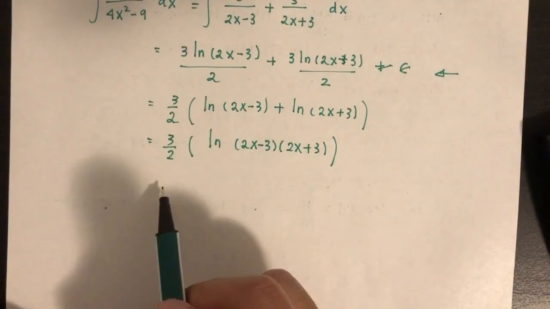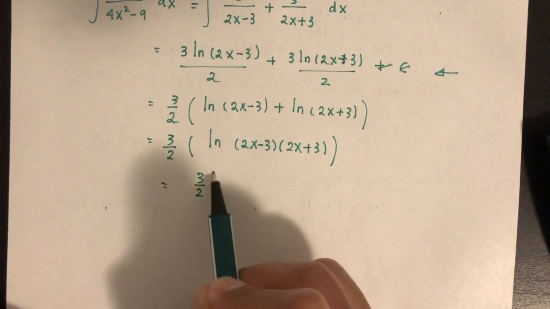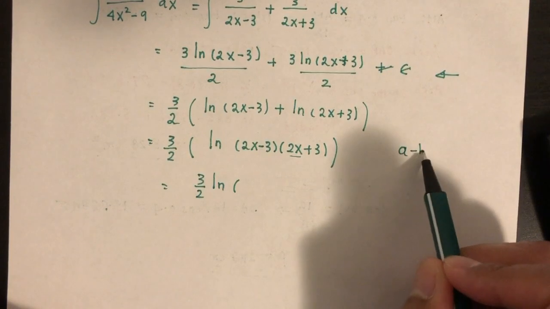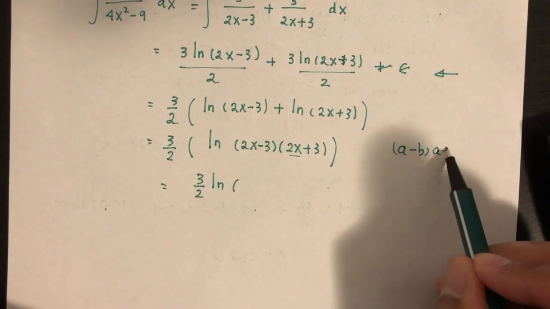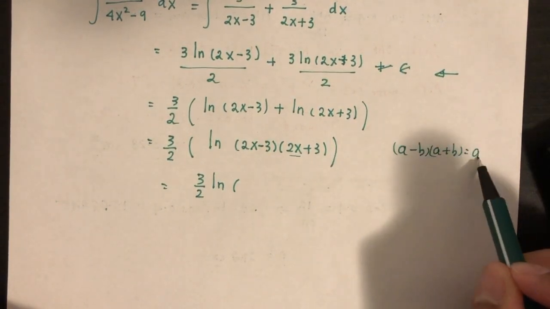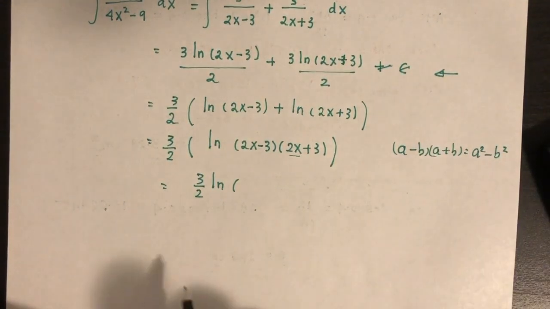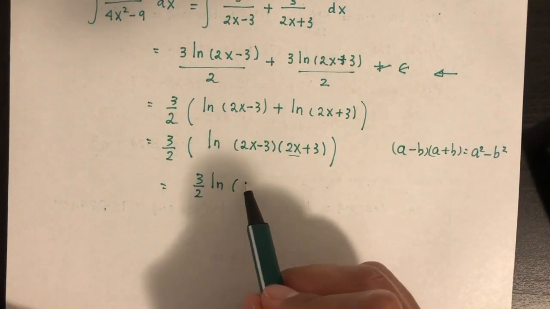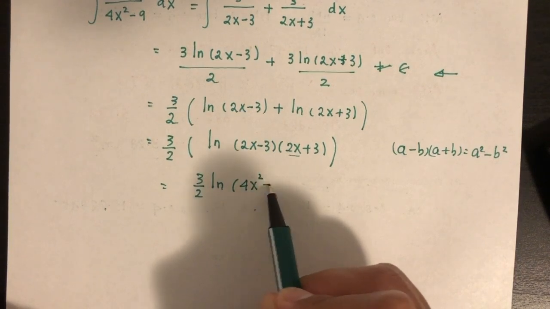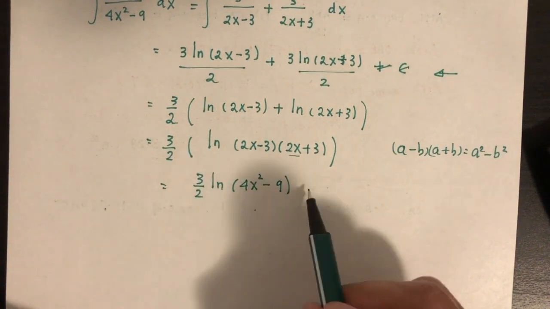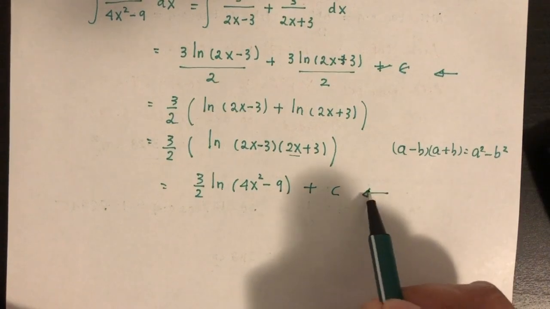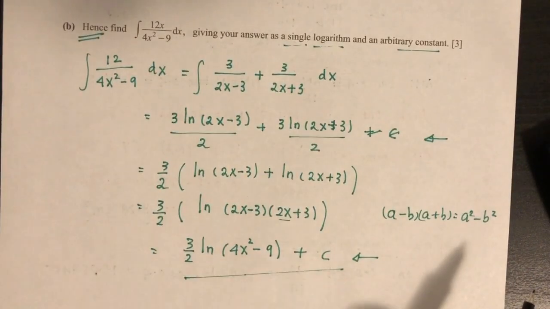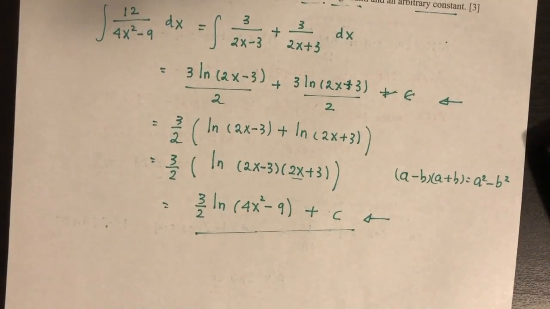So we can simplify one more time. It will become 3 over 2 ln. As you can see, this is just like a minus b, a plus b, which will be a squared minus b squared. So let's do that. It will become 4x squared minus 9, and then plus c for the constant. This will be your answer as a single logarithm and a constant. Okay, so now moving on to part C.